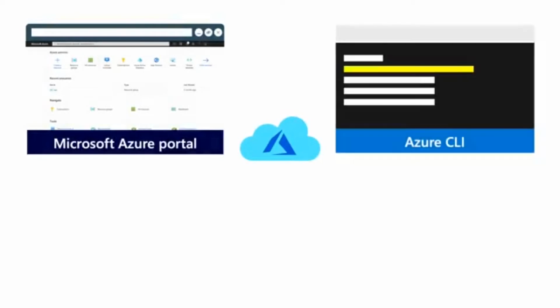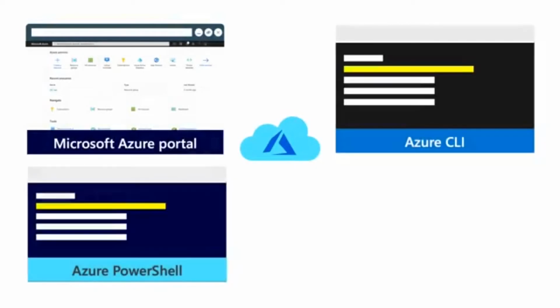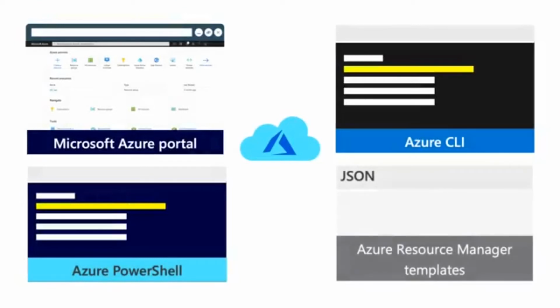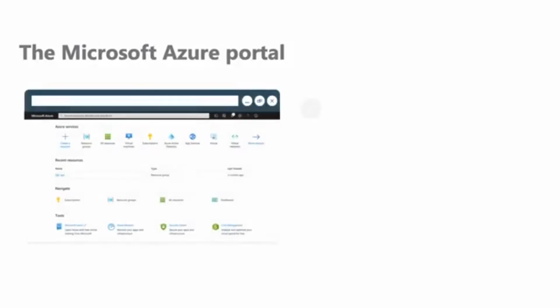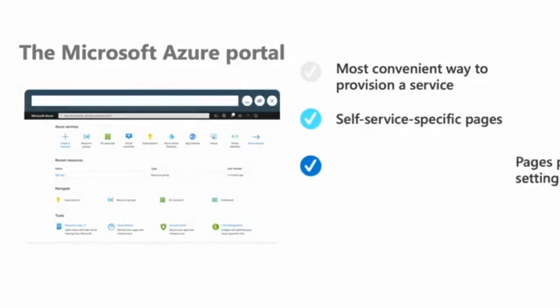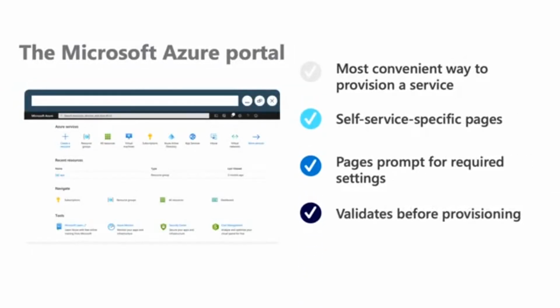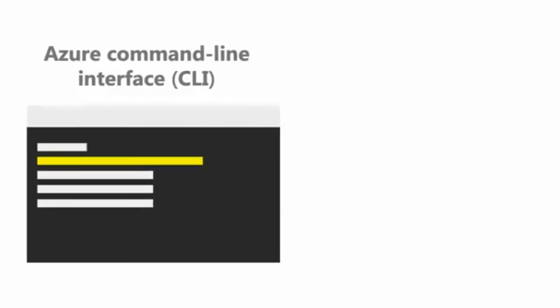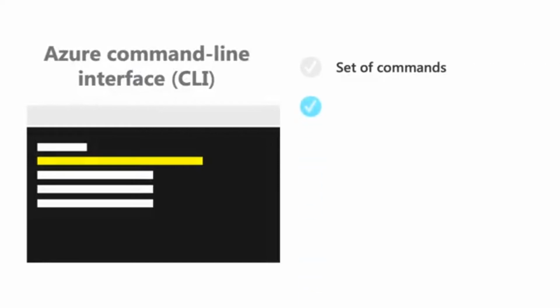Microsoft Azure provides several tools you can use to provision services. These include the Microsoft Azure Portal, Azure Command Line Interface, CLI, Azure PowerShell, and Azure Resource Manager templates. Let's take a brief look at each of these now. The Microsoft Azure Portal is the most convenient way to provision a service for most users. It displays a series of service-specific pages that prompt you for the settings required and validates these settings before actually provisioning the service.